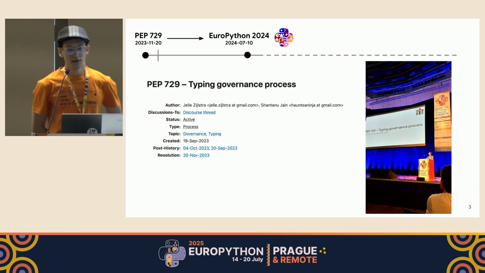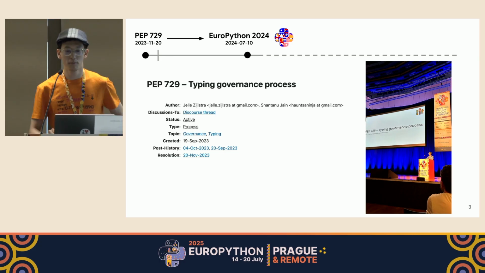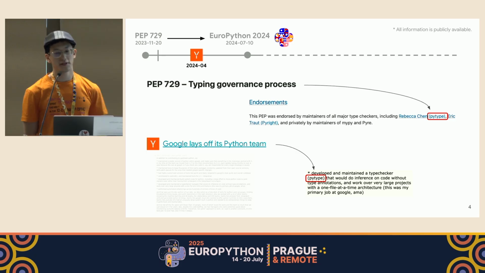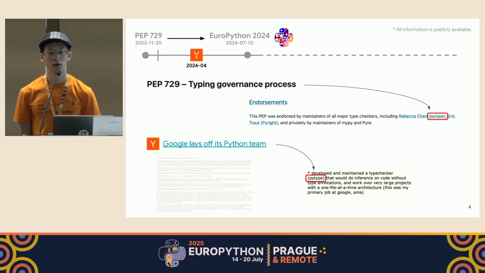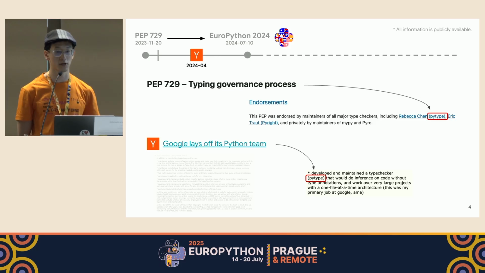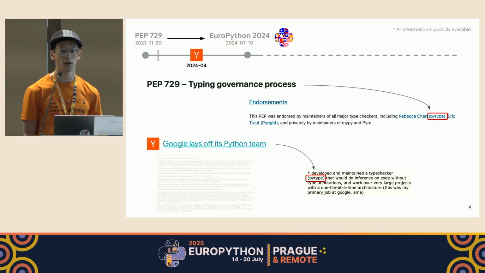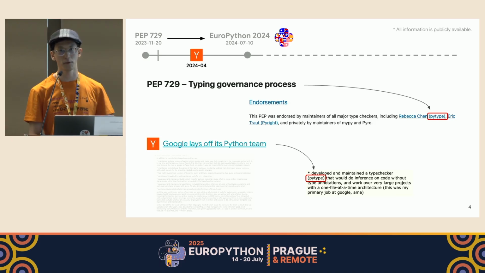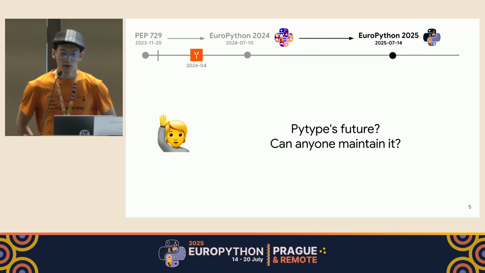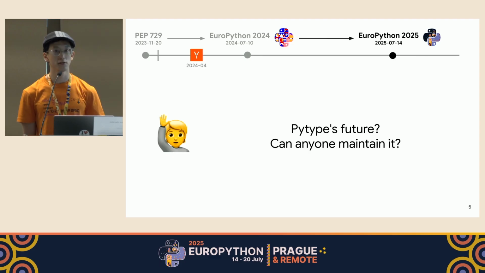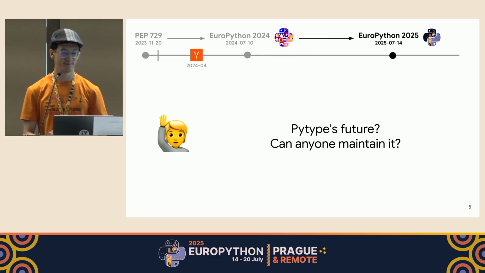So my last year's talk was about the typing council, PEP 729. And during the preparation, there was actually news happening on Hacker News. It reported that a famous company decided to impact PyType and its maintainers. PyType was a core part of this PEP, and you can also find the typing council in the PEP doc. This makes me wonder, what's PyType's future, and can anyone easily maintain it as before?